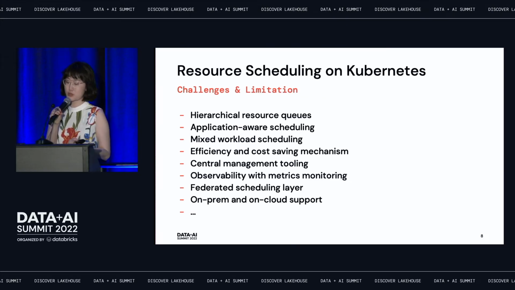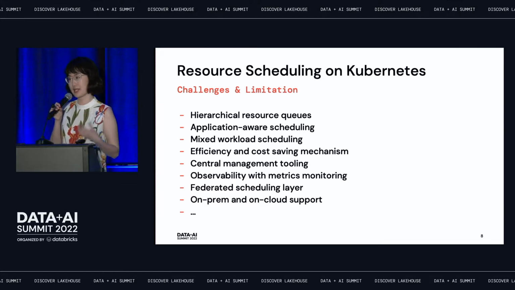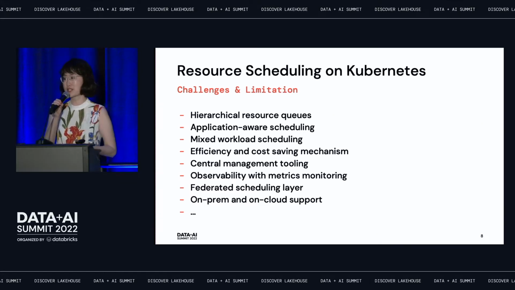Another one is mixed workload scheduling. We are talking about, for example, cost and efficiency, and we want to schedule different workloads in the same cluster to maximize its resource utilization, for example, streaming, batch, and AI workloads. And how can we better achieve that? And for efficiency and cost saving, because we are running in a cloud-native environment, we want to leverage its elasticity.